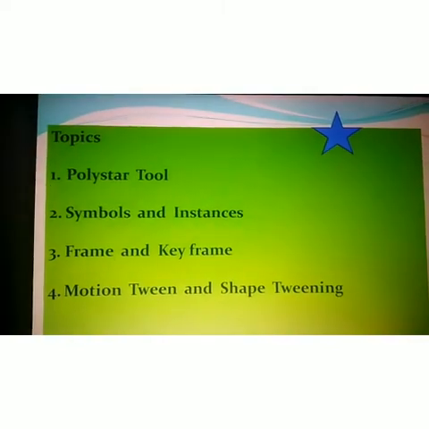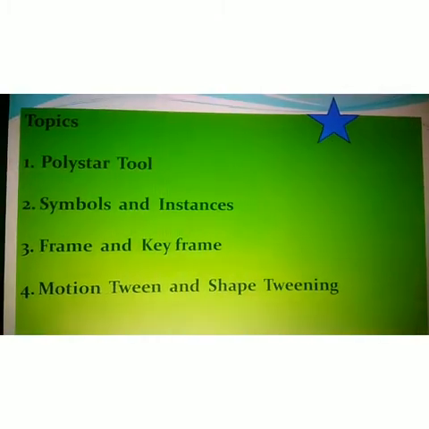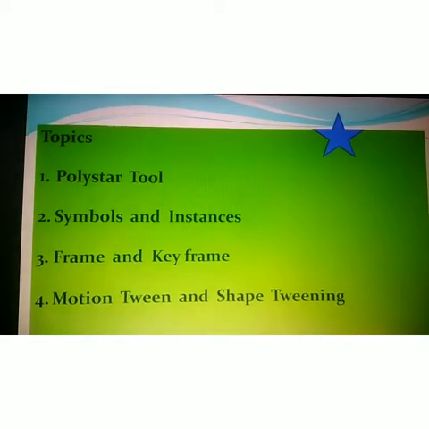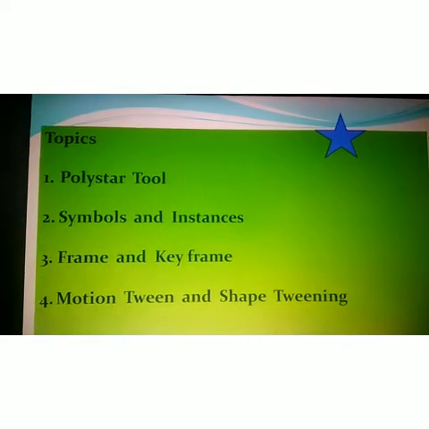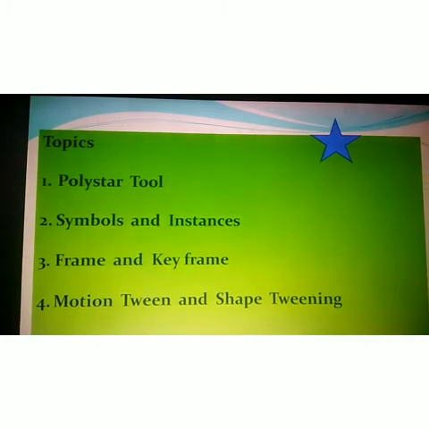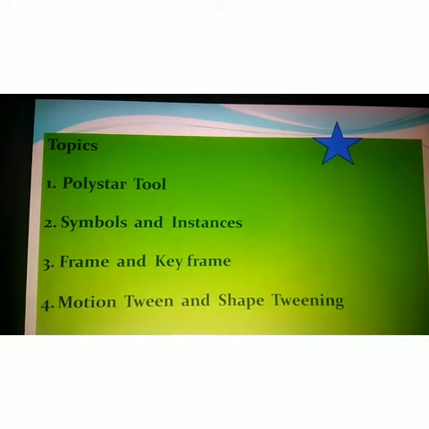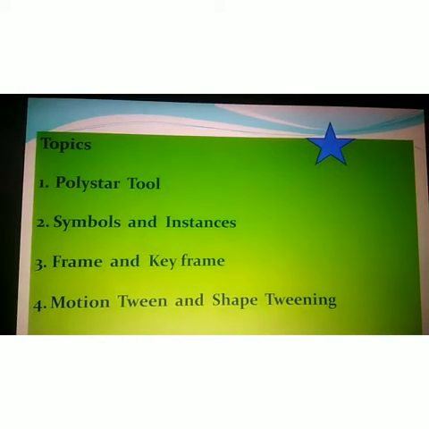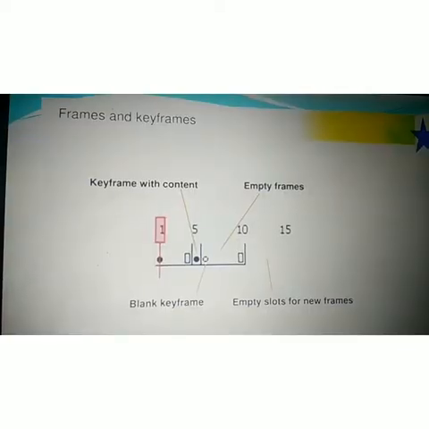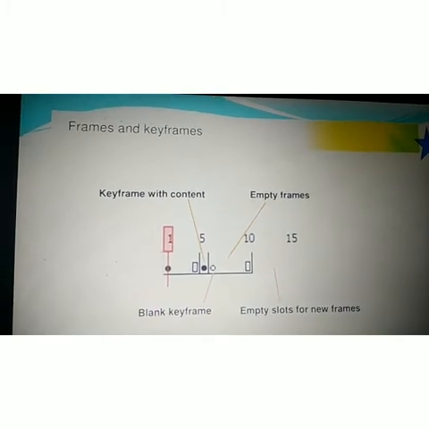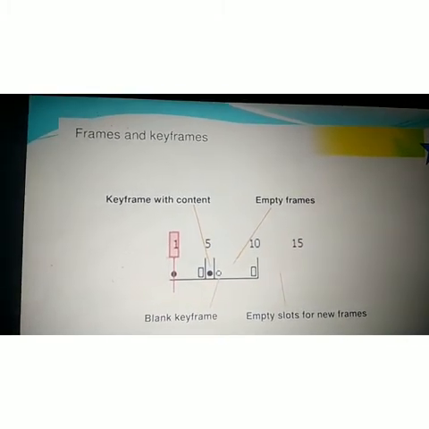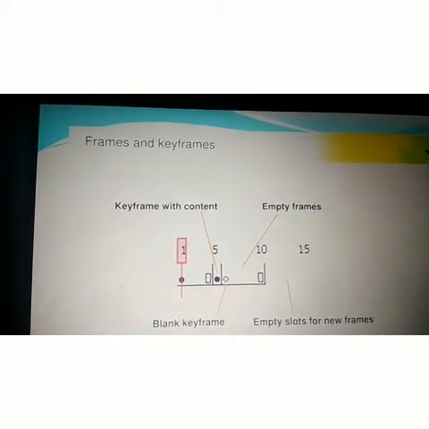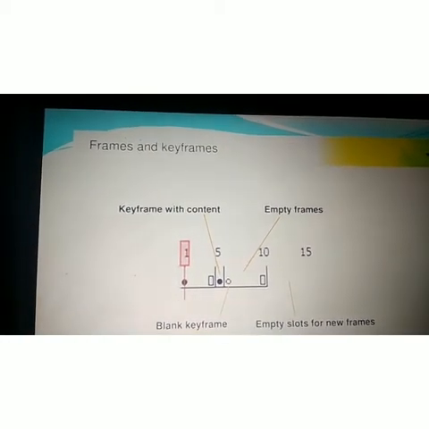And we learned also symbols and instances. A symbol is a reusable graphic object, image, animation, or a button stored in the Flash library. And we discussed also frames and keyframes. A layer is made up of many frames. These frames appear to the right of the layer in the form of small rectangular boxes separated by lines known as the frame lines.